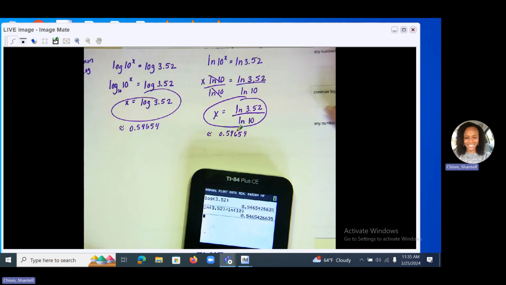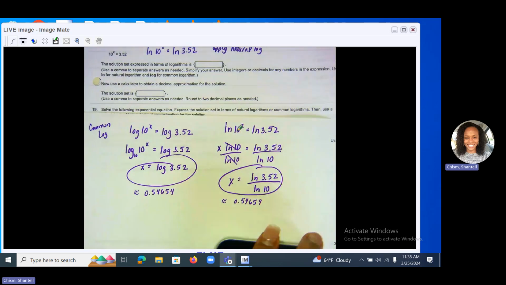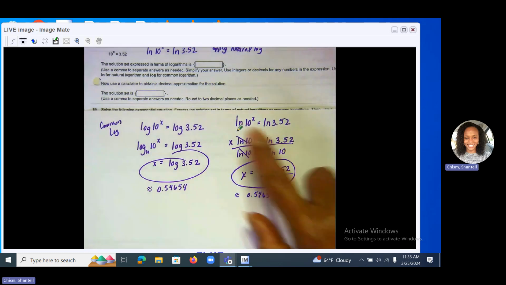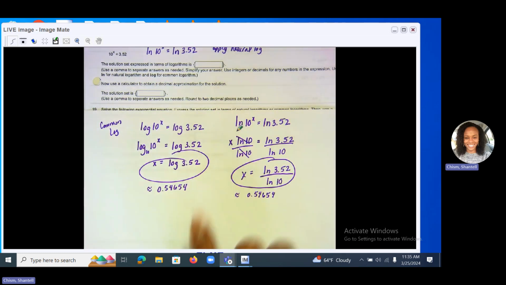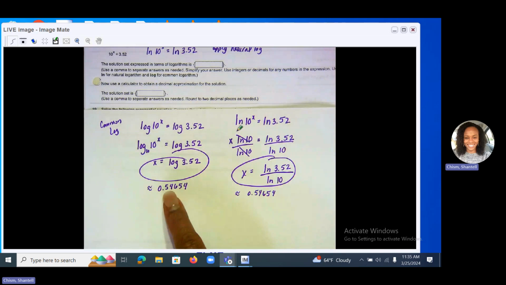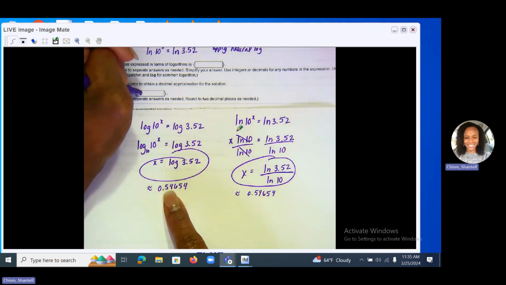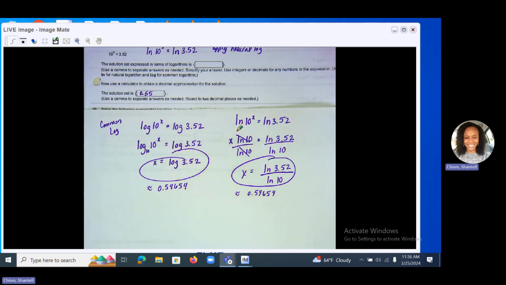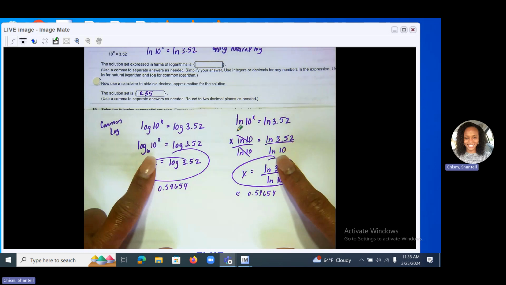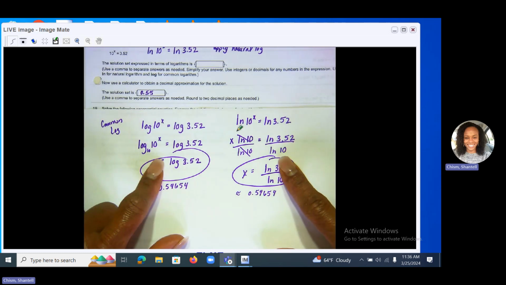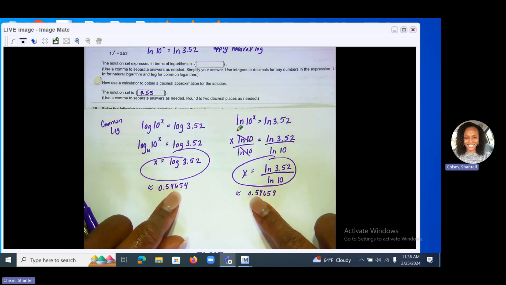So either method that you use will produce the correct answer for you. And let me see which one it actually wants. So it does say rounded to 2 decimals. So 0.55. So you're giving the approximate answer here. Okay? And that makes sense because you have options on how you solve it. So you can use either method. The decimal approximation would be the same.